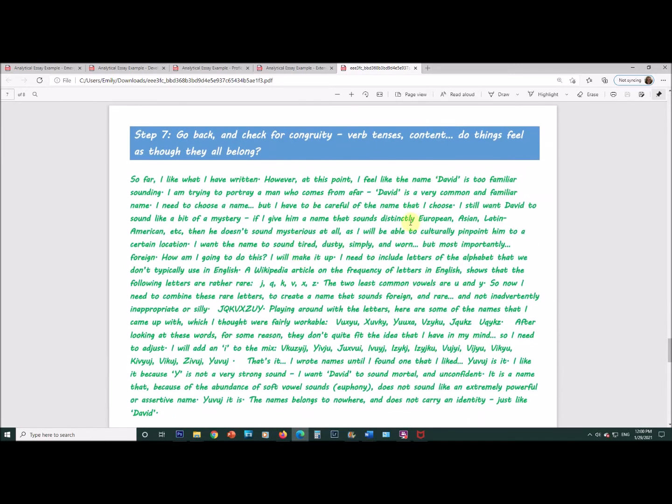Step 7, go back and check for congruity, verb tenses, content. Do things feel as though they all belong? So at this point now, this is kind of like your final draft, and you're just tidying things up. You're like, okay, well, I switched that around, and that got switched, and that got switched. Now you're going through to make sure it flows well together. So far, I like what I have written.